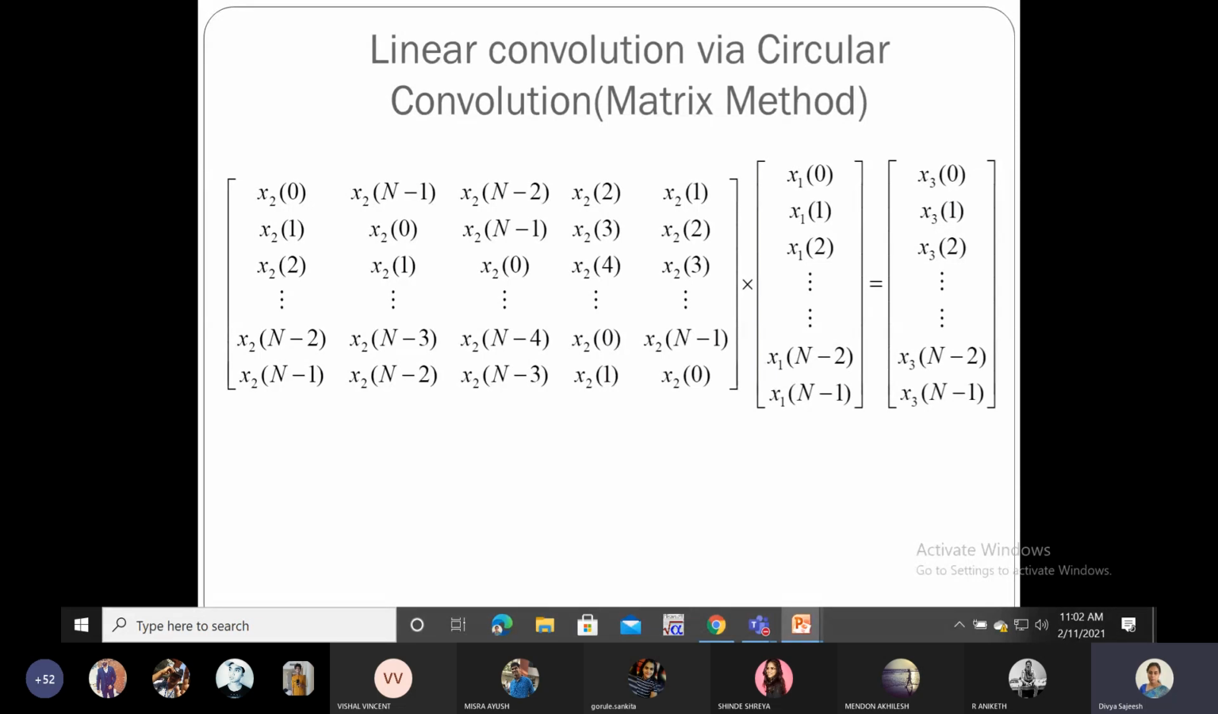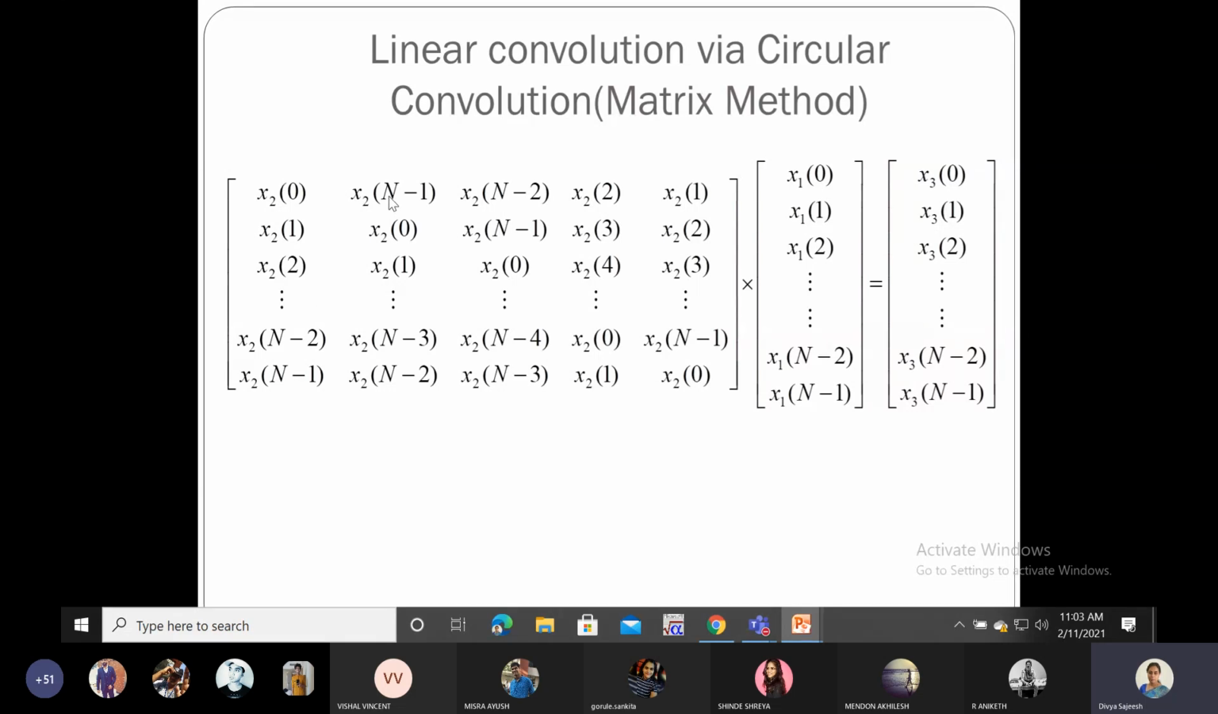So let us take first an example with the same length of the input signals x1 of n and x2 of n. We have two signals, x1 of n and x2 of n. The samples of x2 of n will be taken first, and they will be written as the first column of the matrix. You can see x2 of 0, x2 of 1, x2 of 2, up to x2 of n minus 1.